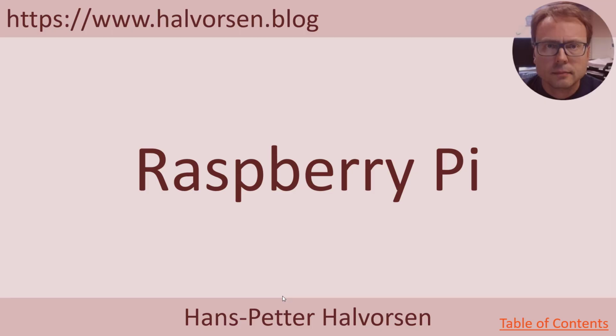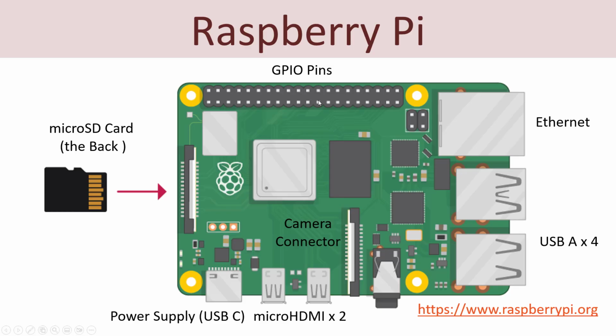So let's start with a short overview of the Raspberry Pi. So here you see the Raspberry Pi hardware. It has a power supply port, USB-C. You can connect two external monitors using micro HDMI. It has 4 USB ports, it has an Ethernet port, and it has general purpose input-output pins here. You can also connect a camera.